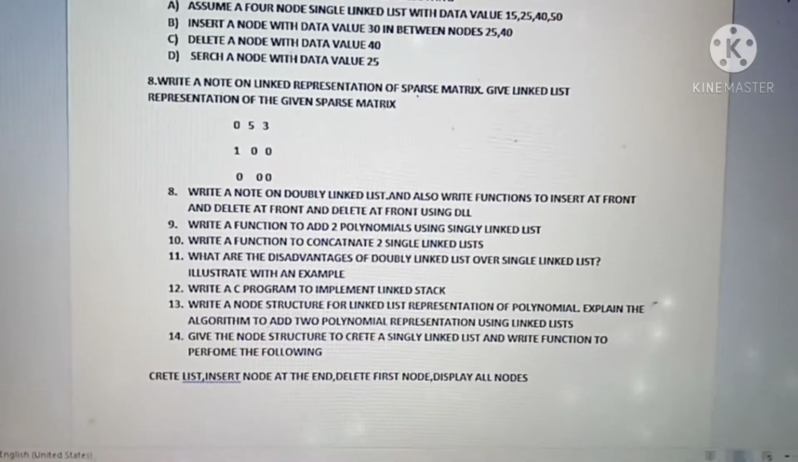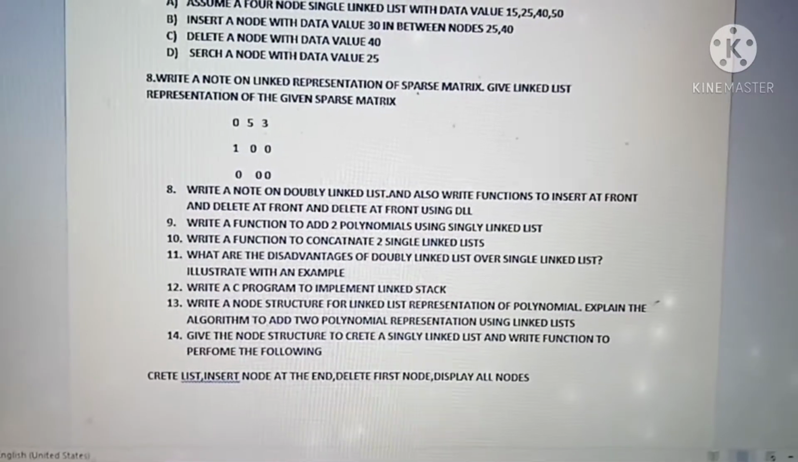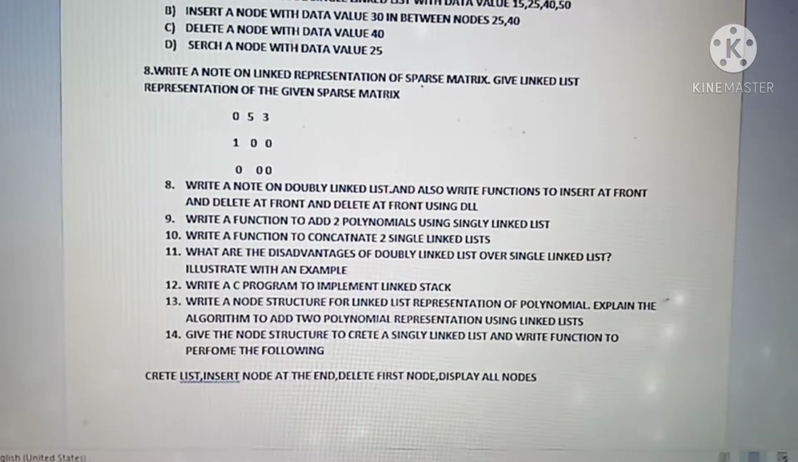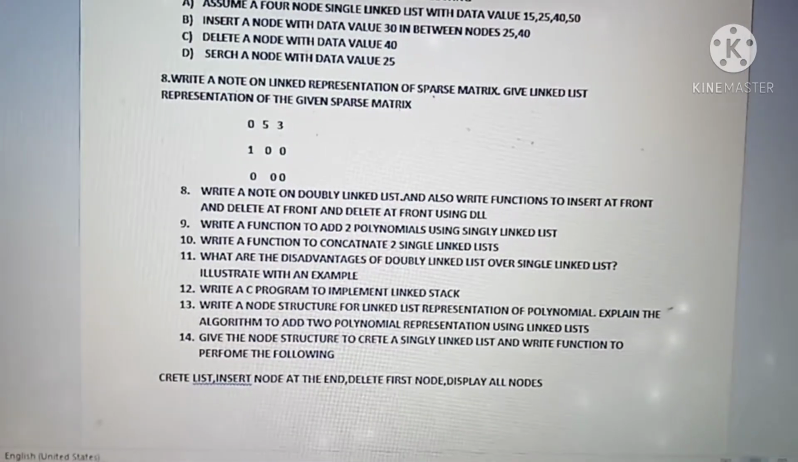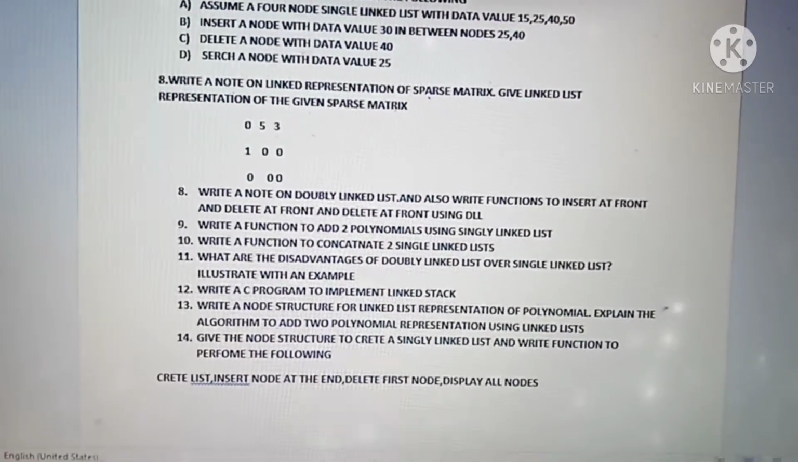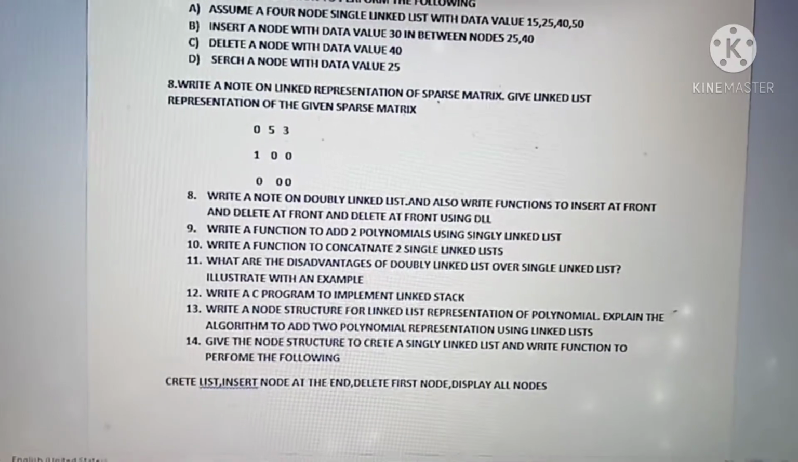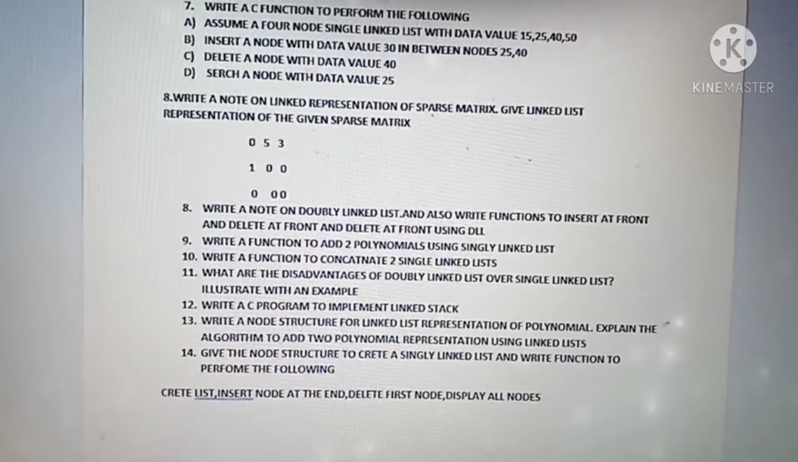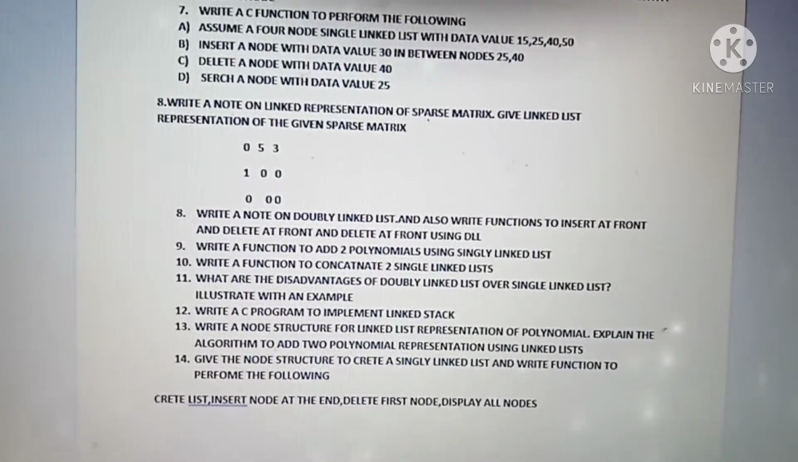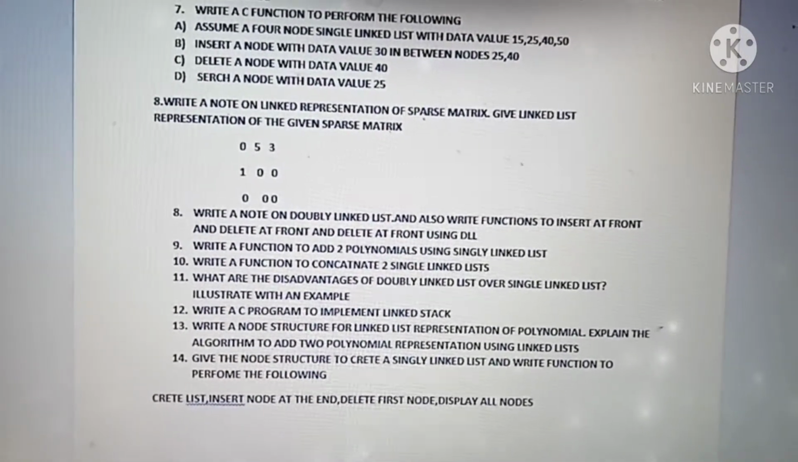Question number 11. What are the disadvantages of doubly linked list over singly linked list? Illustrate with an example. Question number 12. Write a C program to implement a linked stack. Question number 13. Write a node structure for linked list representation of a polynomial. Explain the algorithm to add two polynomial representations using linked list.